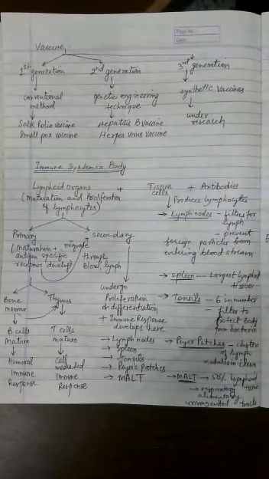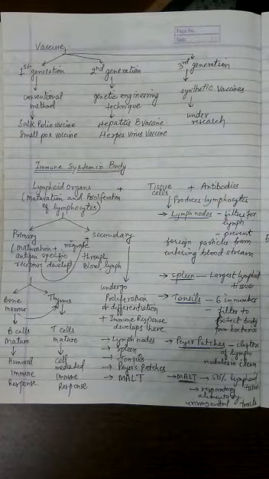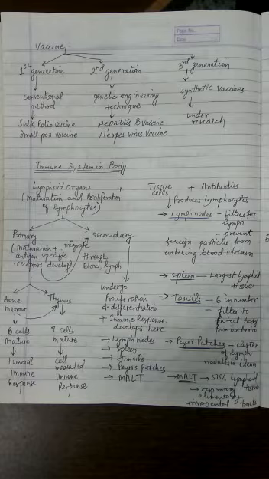So just remember, lymphoid organs are the places where maturation and proliferation of these lymphocytes occur, and they are primary and secondary. Primary, where the first maturation occurs and specific antigen receptors develop on their surface, and then they migrate from there through blood or lymph to the secondary lymphoid organ. So the primary lymphoid organs are only two: bone marrow and thymus.